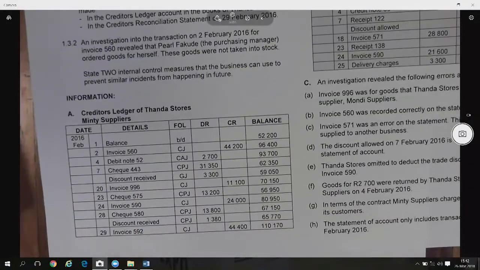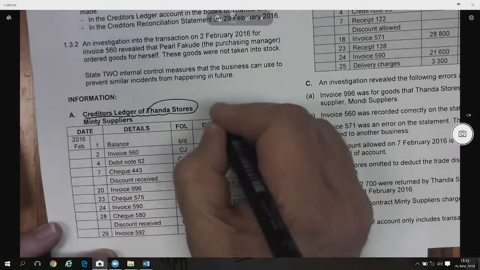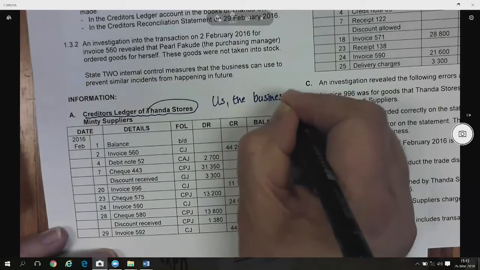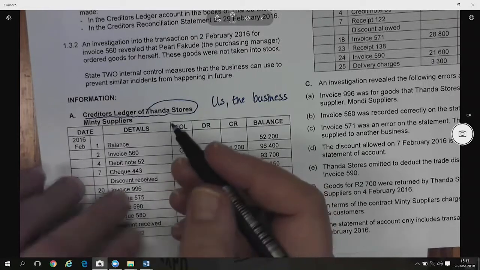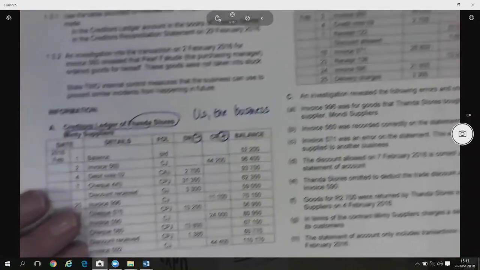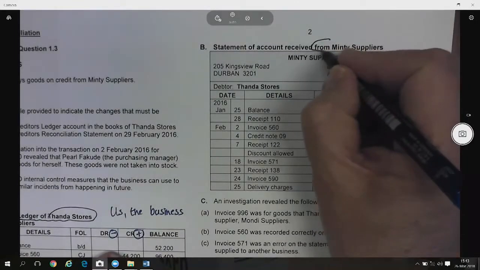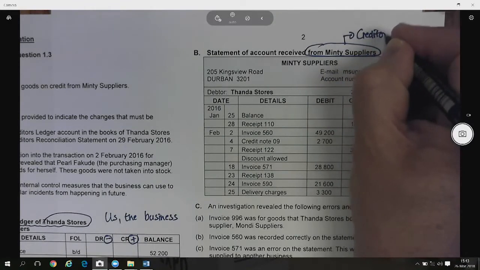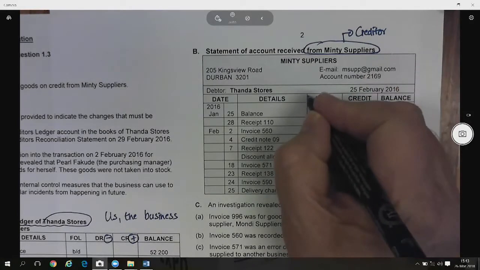Creditors ledger. If you're busy in the creditors ledger of Tanda Stores, this is the business. This is us, the business. Okay, Minty Suppliers. Minty Suppliers is our creditor. It means debit is minus, credit is plus, and there's the balance. And then we receive a statement from Minty Suppliers. We receive their statement. So they are the creditor. They are the creditor. And remember, the creditor is a plus minus.